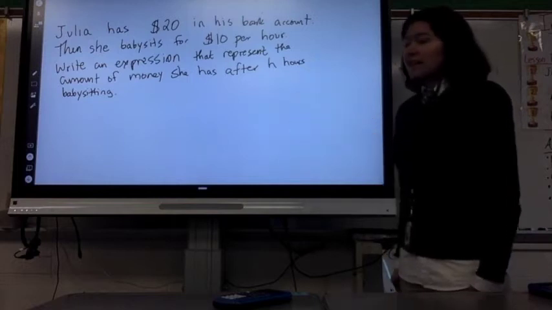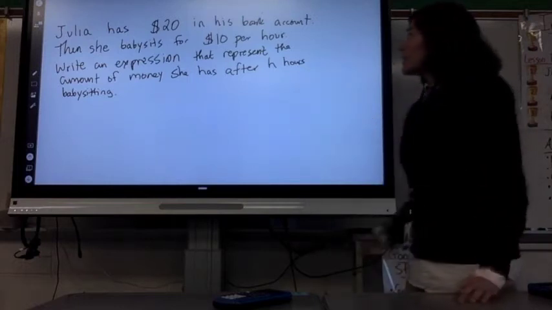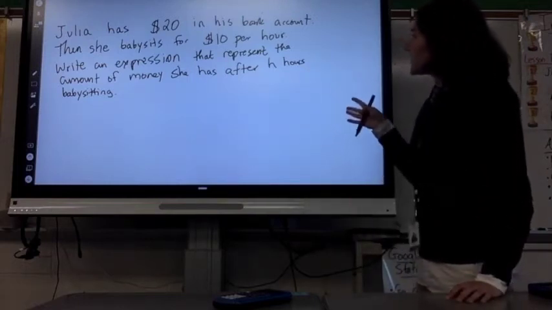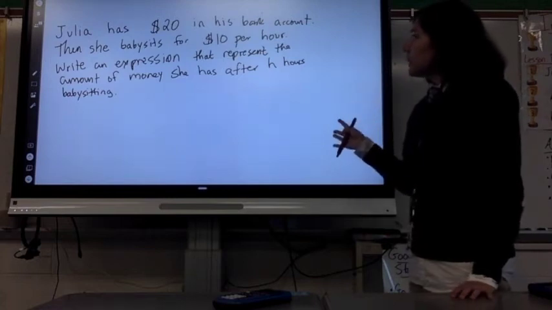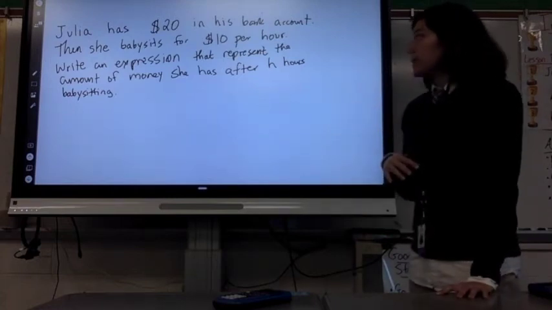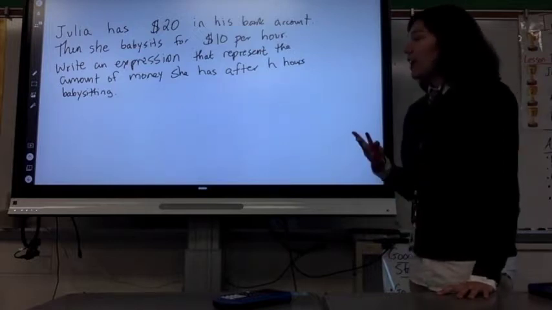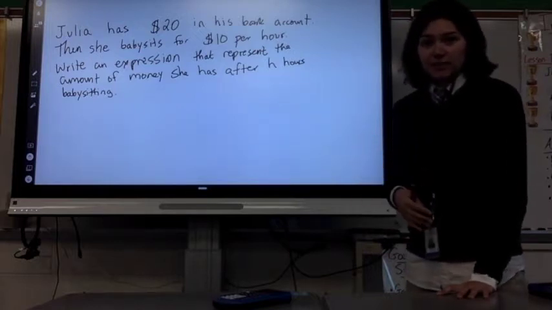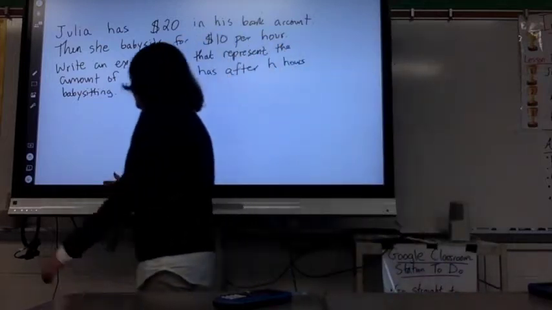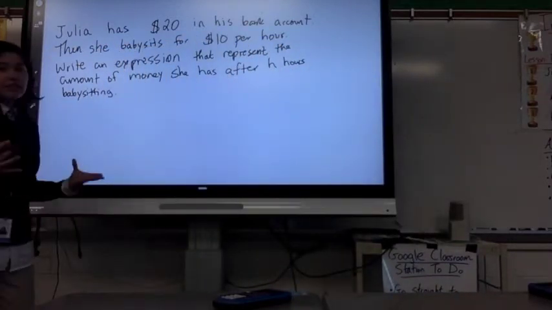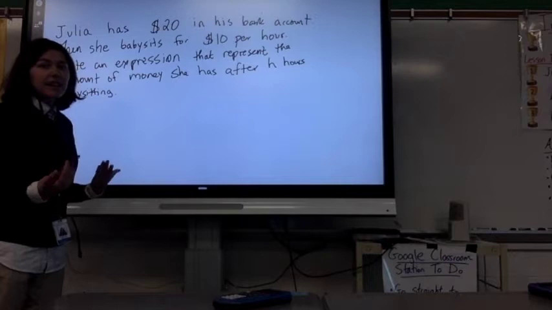So the first question is asking us to write an expression. Julia has $20 in her bank account, then she babysits for $10 per hour. Write an expression that represents the amount of money she has after H hours of babysitting. So let's start. We don't necessarily need to do this, but this is going to help us get the answer.